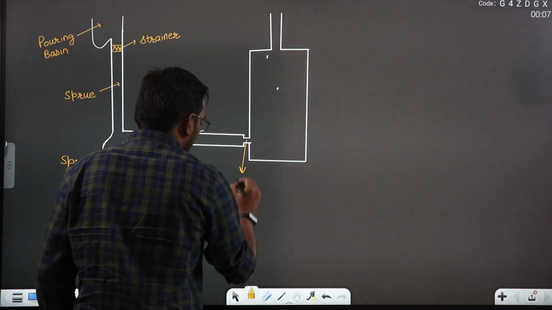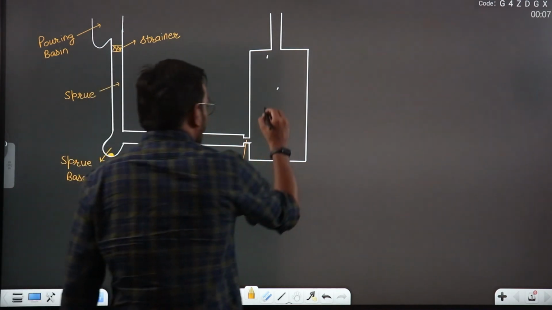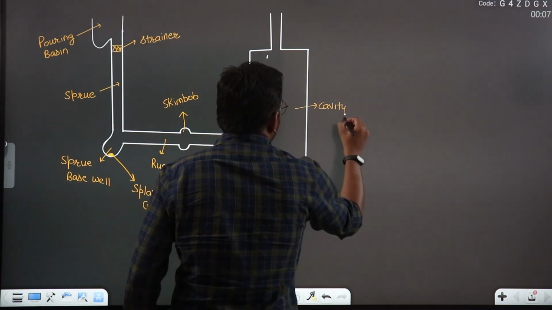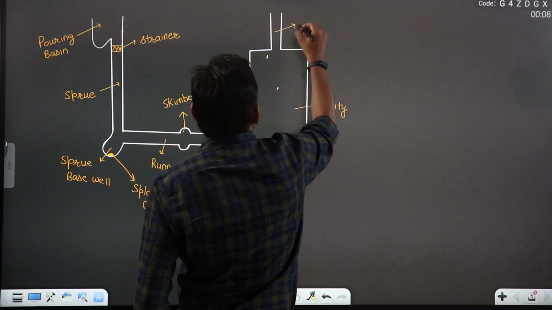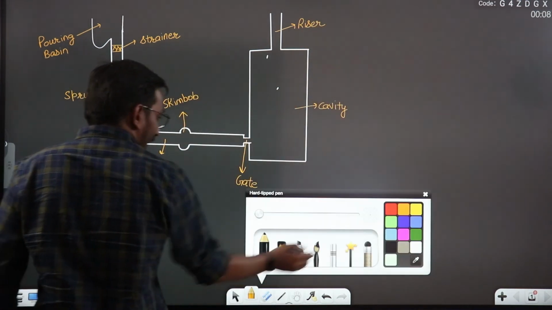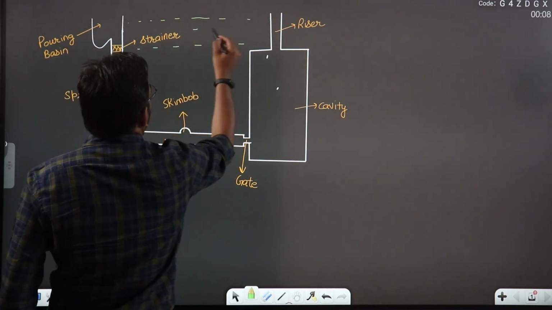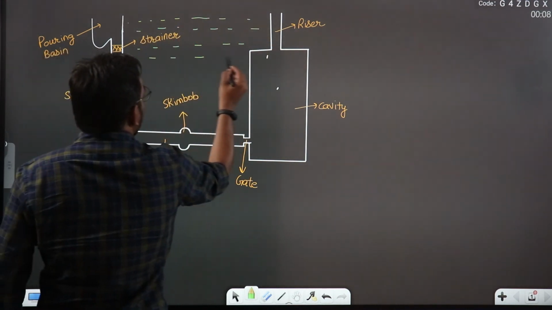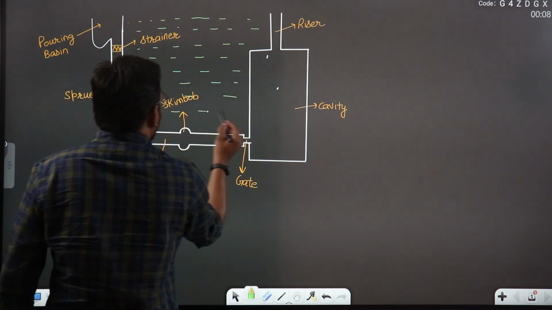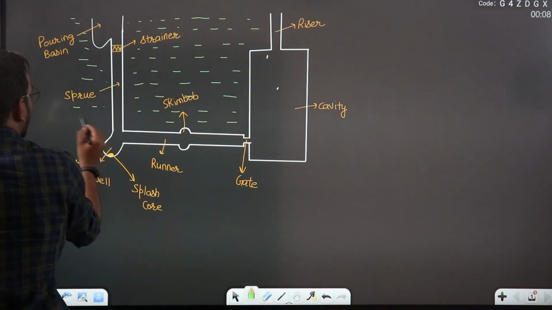This entry into the mold cavity is known as gate, or you can say in-gate. This is your cavity, the product which you want. This is your riser. And around this, this is the molding sand. Molding sand will surround all this.